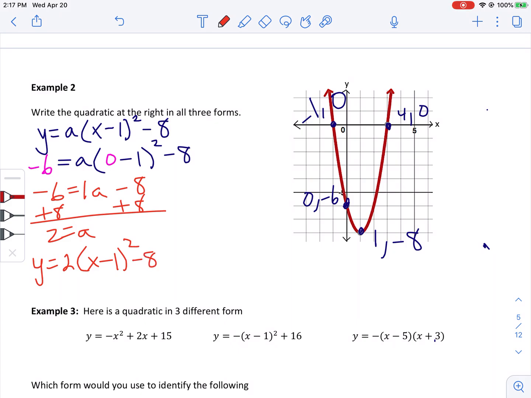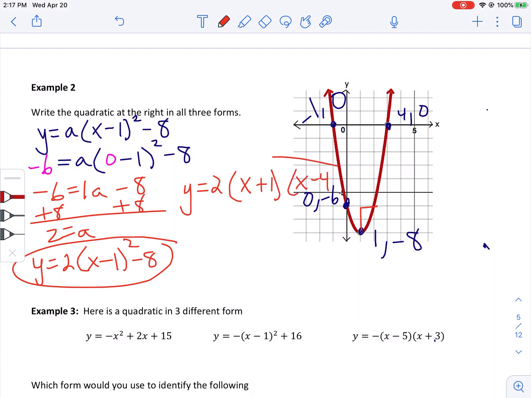How do I see that on the graph? Well, I go up 2 and over 1. So there's one form. So that means in intercept form, we have a 2 for our a, and our intercepts, so it would be 2 times (x plus 1) and (x minus 4).